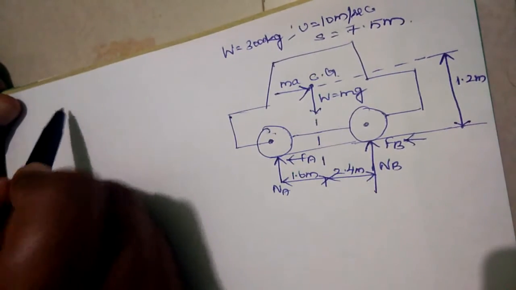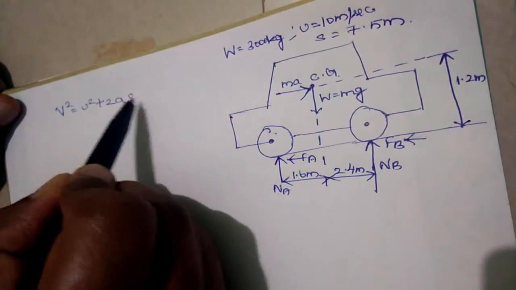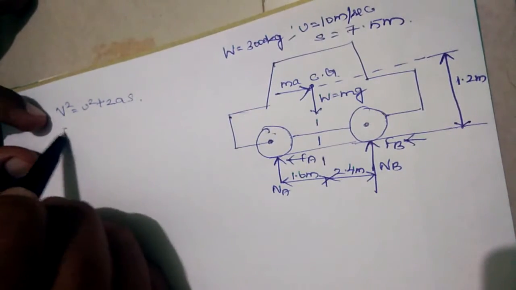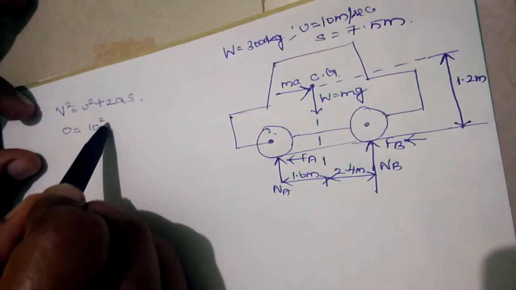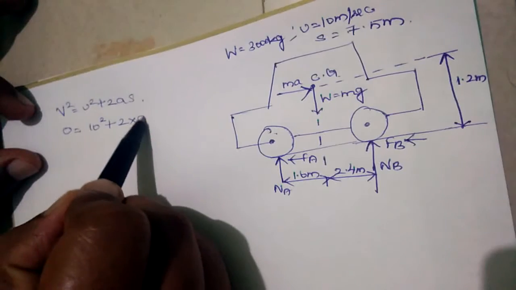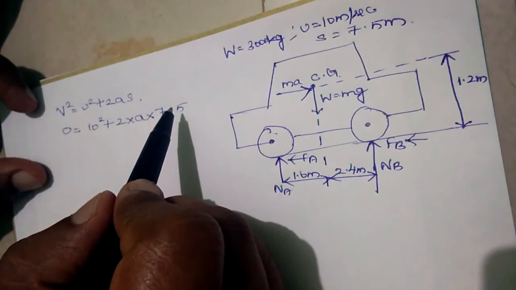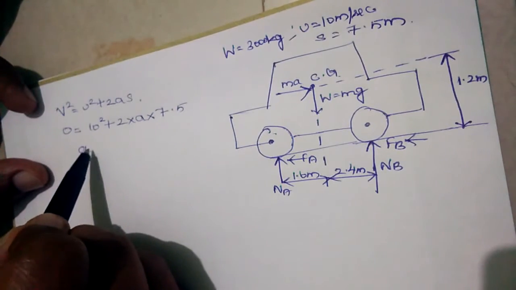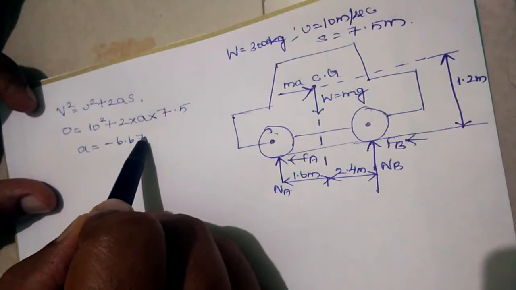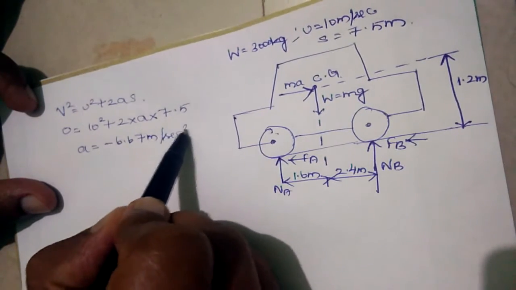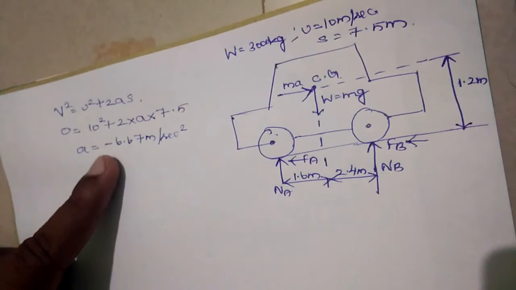Now V square is equal to U square plus 2AS. Here final velocity is 0, initial velocity is 10, so 0 equals 10 squared plus 2 into A into 7.5. Therefore A is minus 6.67 meter per second square. Since the vehicle decelerates, this is the deceleration of the vehicle and hence its negative sign.